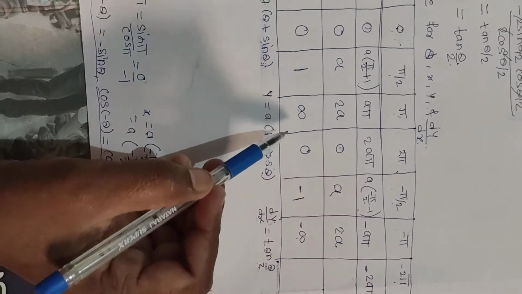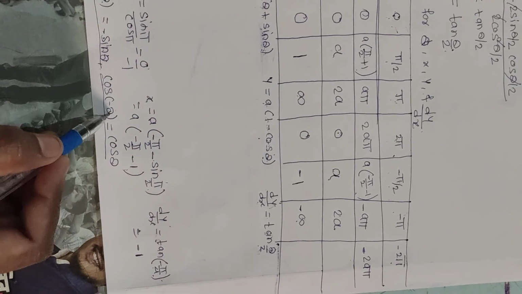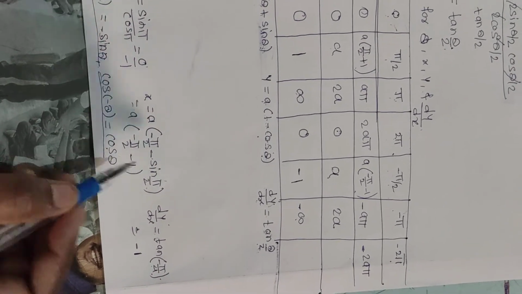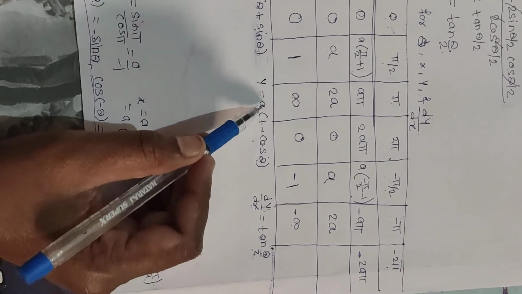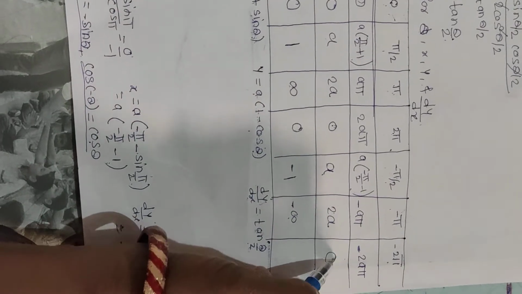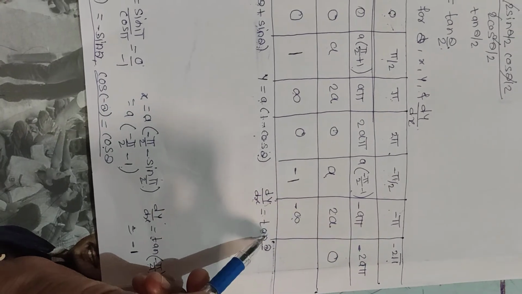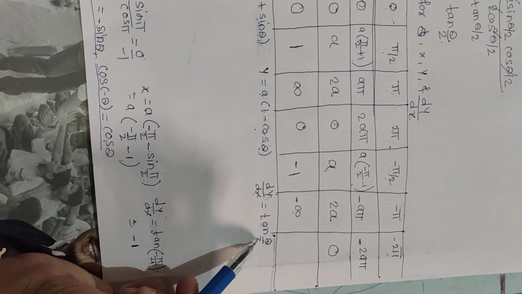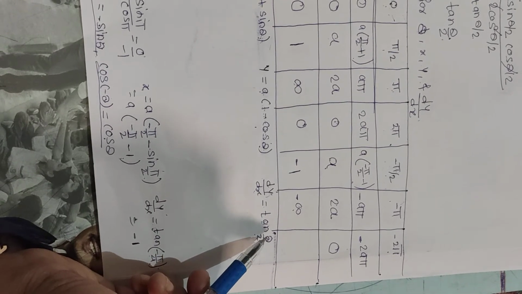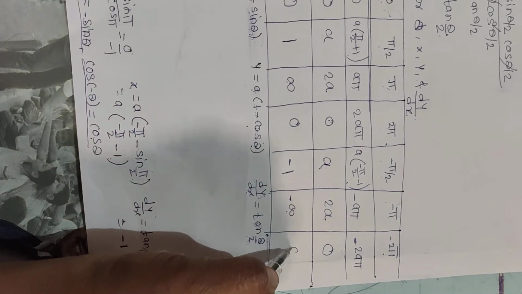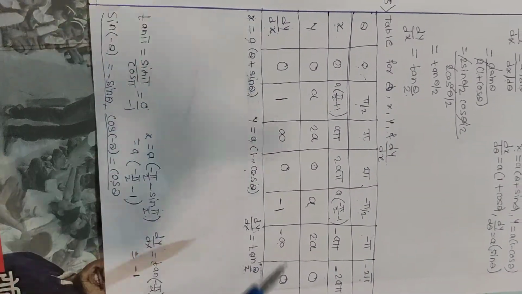For y, a into 1 minus cos of minus 2 pi. But cos of minus 2 pi is the same as cos 2 pi. So what is the value of cos 2 pi here? It is 1. So 1 minus 1 gives 0, and 0 into a is 0. So we get 0 here. For dy by dx, put the value minus 2 pi, so tan of minus 2 pi by 2. Here the 2 cancels, so we get only tan of minus pi. And what is tan pi? It is 0. So first we have to prepare the table using this condition.